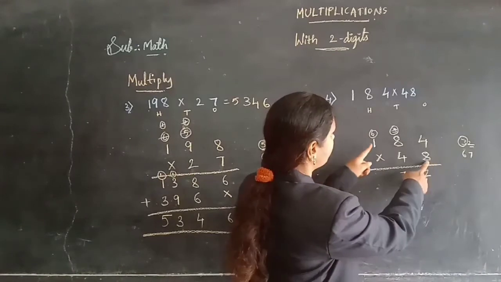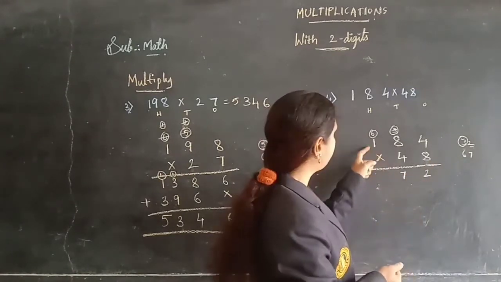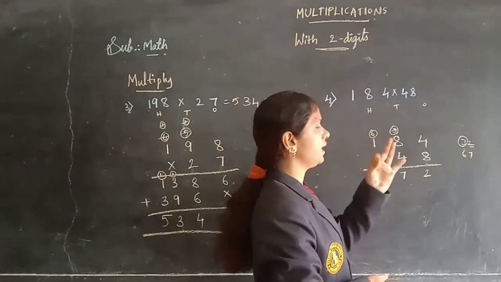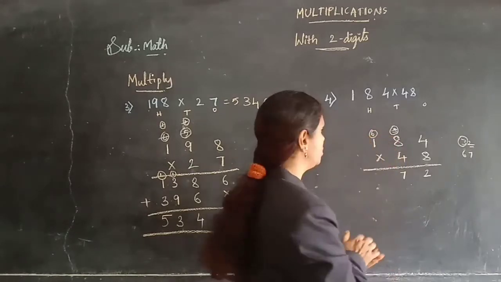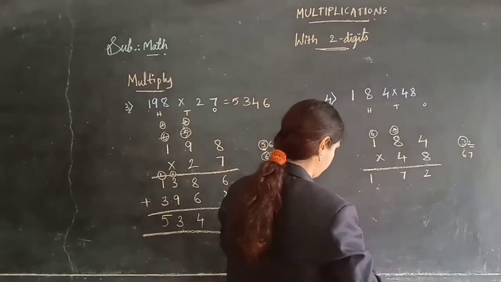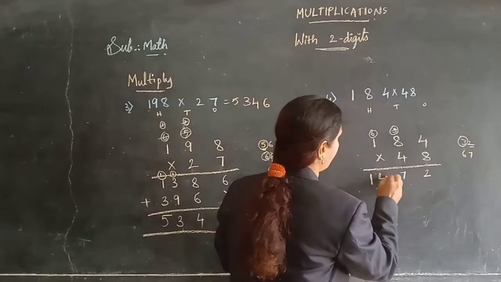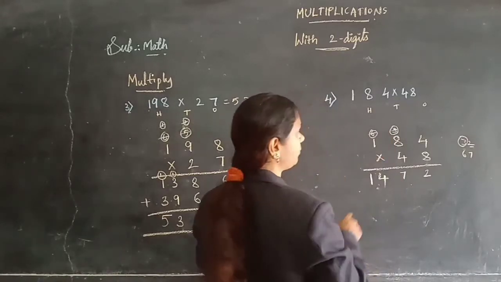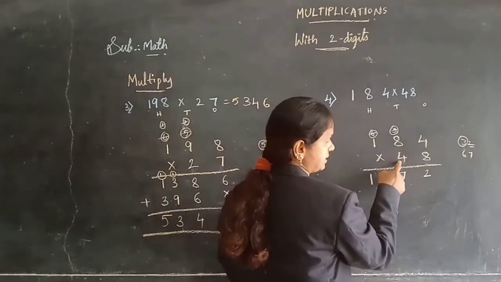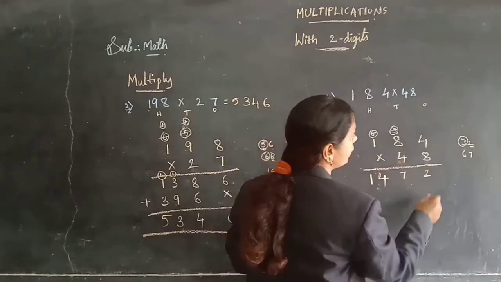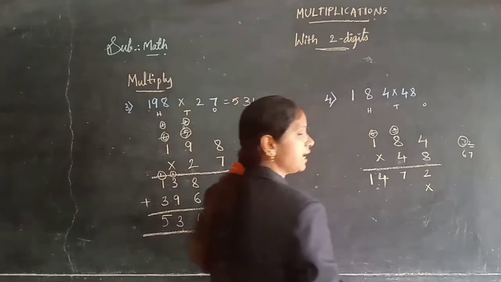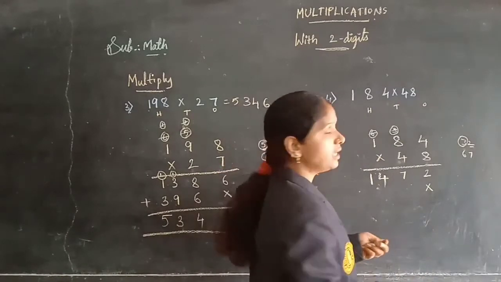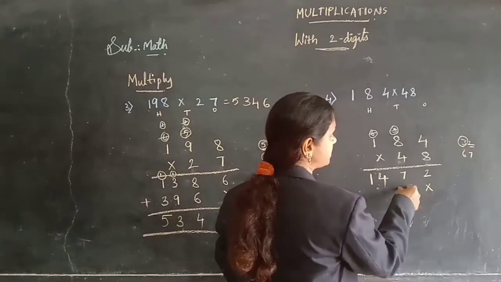Now 8 ones are 8. 8 plus 6, 9, 10, 11, 12, 13, 14. So I am getting 14 here. And this carry after adding I can cancel. Now I am multiplying by the 4, which is the 10th digit of the second number. So here we need to leave one space and start the answer from the 10th digit.